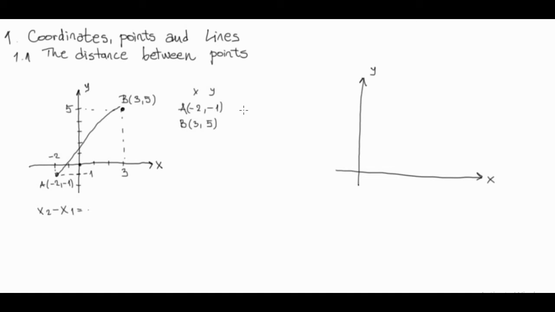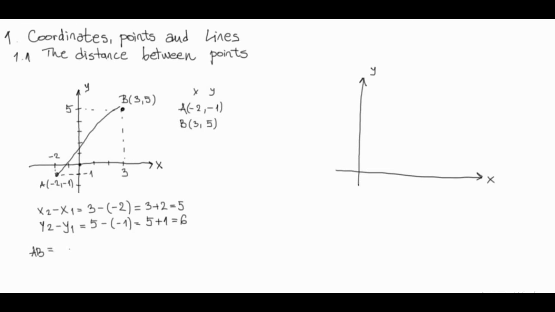So the lengths are x2 minus x1, which is 3 minus minus 2 equals 3 plus 2 is 5. And y2 minus y1 equals 5 minus minus 1, which is 5 plus 1 equals 6. Those are our lengths.